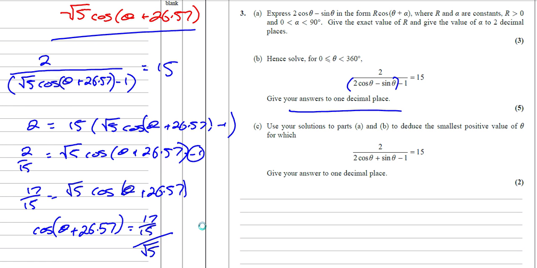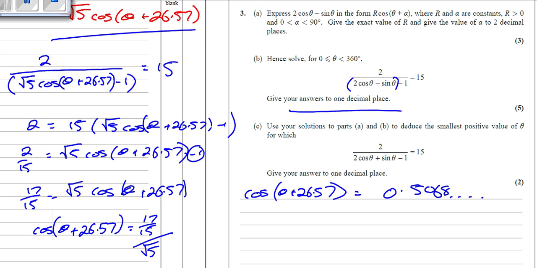This is give your answer to 1 decimal place. So if we do that, 17/15, and then divide that by square root of 5, we get cos of theta plus 26.57 equals 0.5, I'm going to keep this in there, 0.5068, and so on.